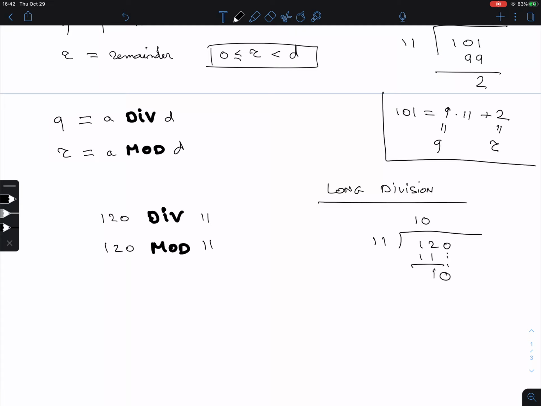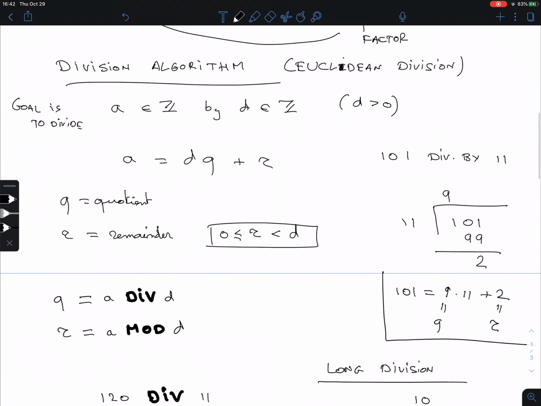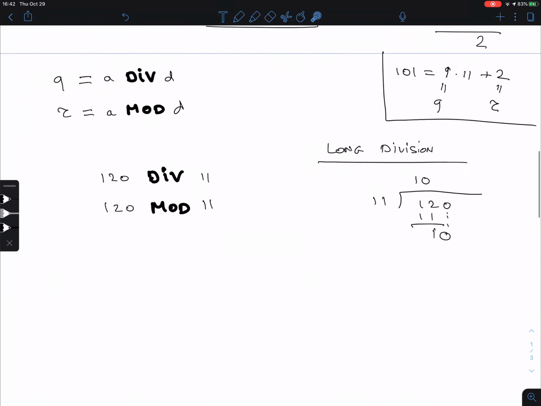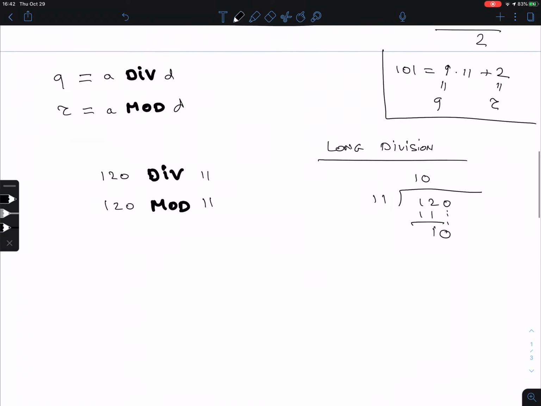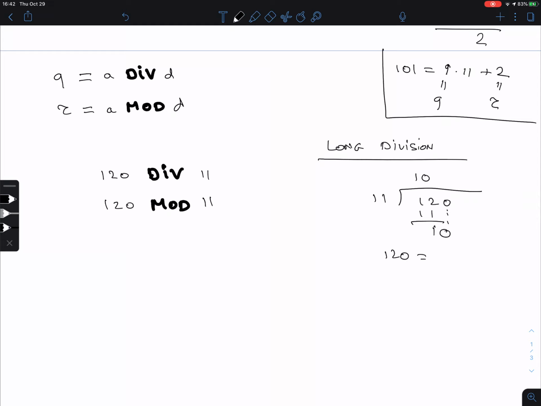So the result, written in the form of the theorem, the algorithm here, if you want, it's more of a theorem than an algorithm, is that 120 is 10, that's the quotient, times 11 plus 10, that's the remainder. There are two 10s here, but this 10 is the quotient, this 10 is the remainder. Perhaps that was why 120 was not a great choice, but all right, I did it.